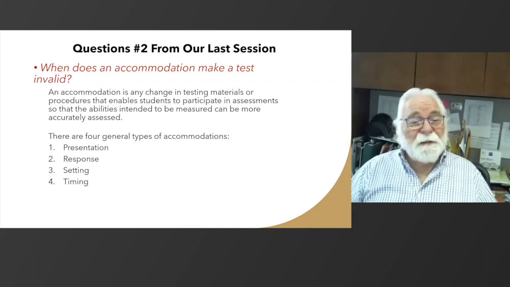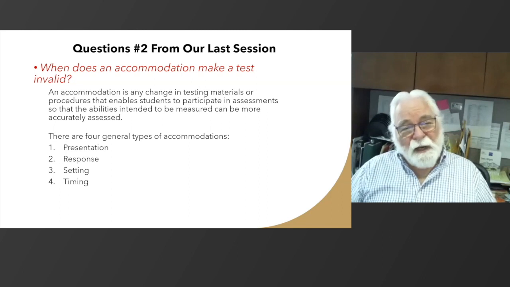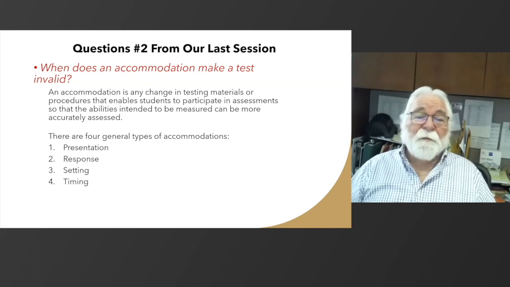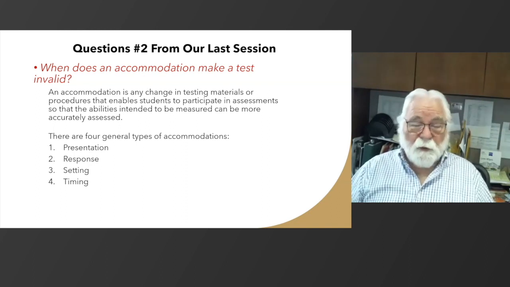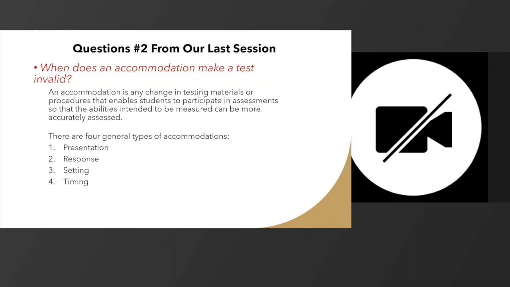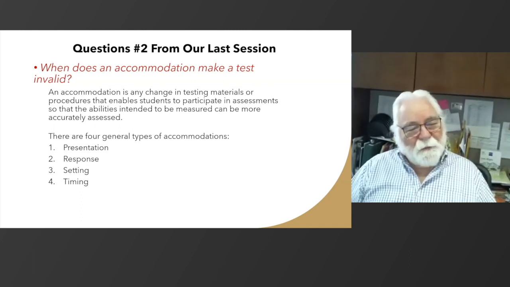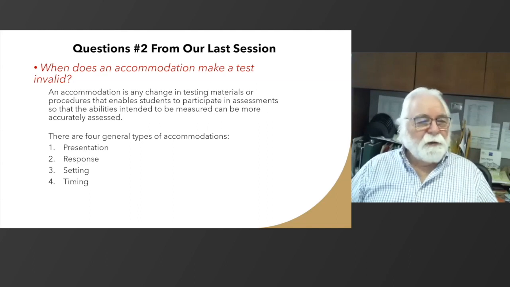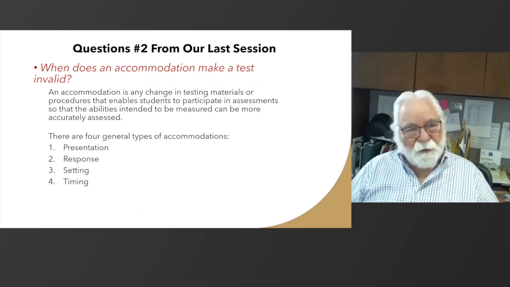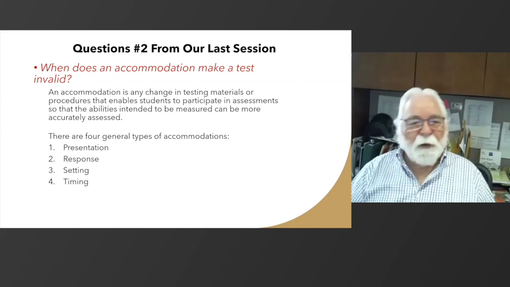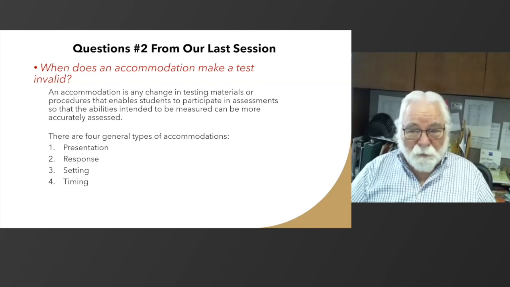Well, the simple answer is when the accommodation changes what is being assessed. So, for example, if you have a reading comprehension test and a youngster who has difficulty reading, and you have someone read it to the person, and then they respond to, say, 4 multiple choice comprehension questions. What's happened now is that accommodation has changed that from a reading comprehension test to a listening comprehension test.